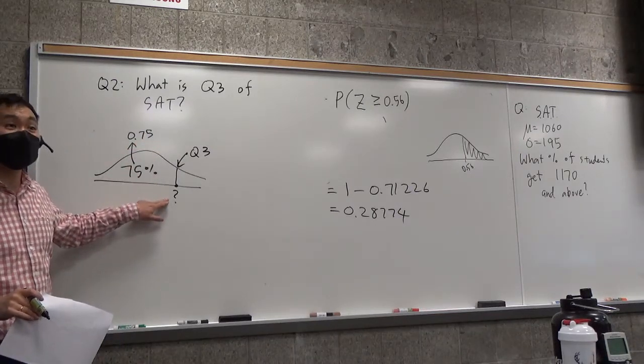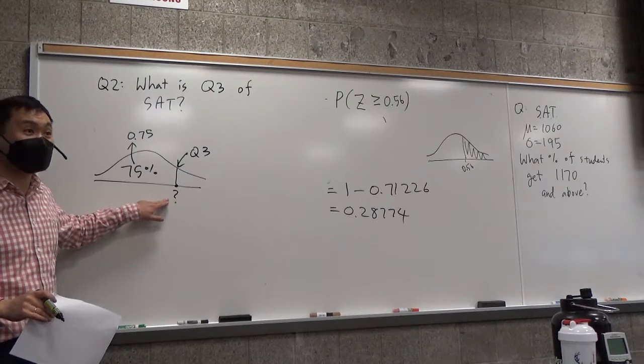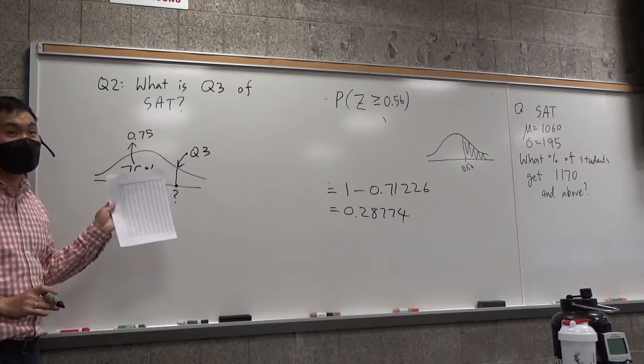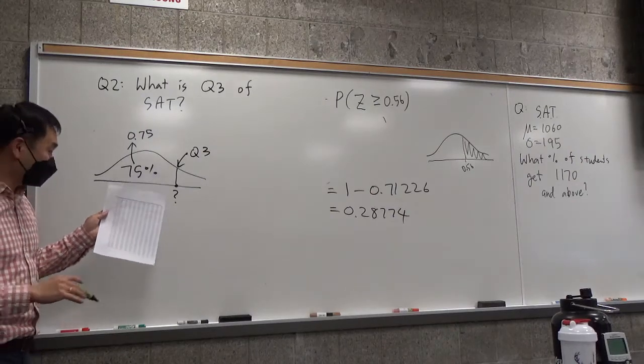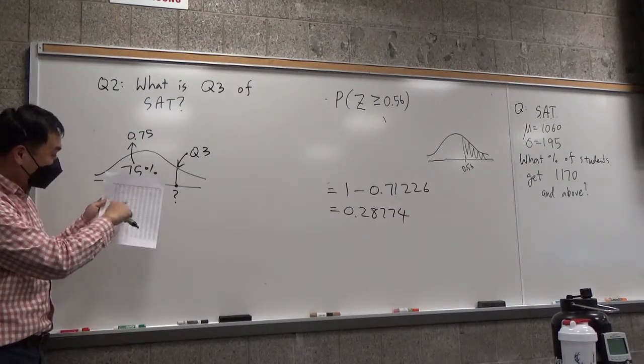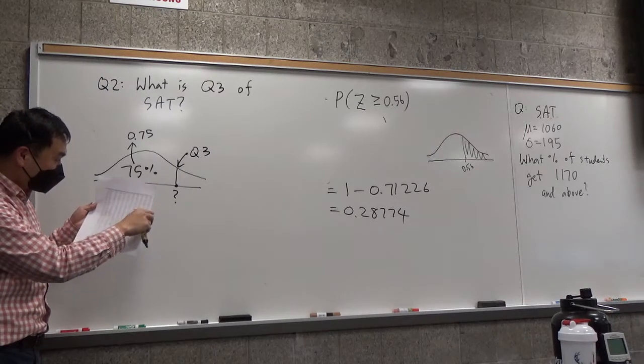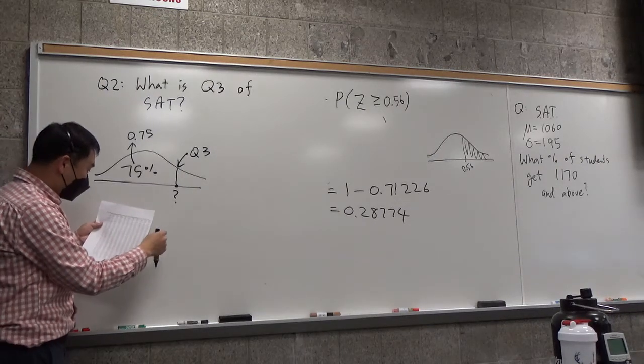That's the question. Does it make sense? Okay. Now, how can we answer this? Well, go back to the table. Now we're doing reverse searching. So you're going to look at this and look for 0.75. So I look for 0.75, and unfortunately, here's what I get.